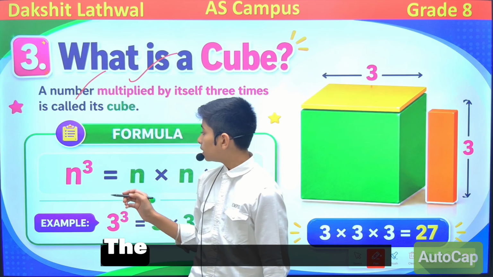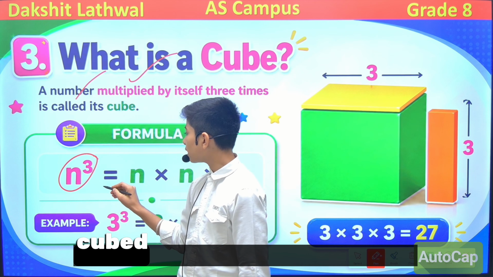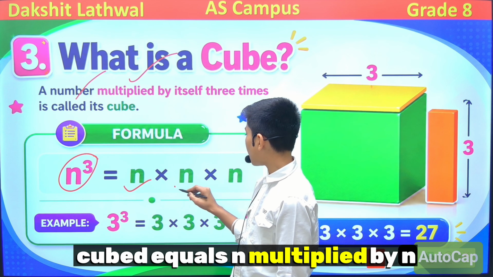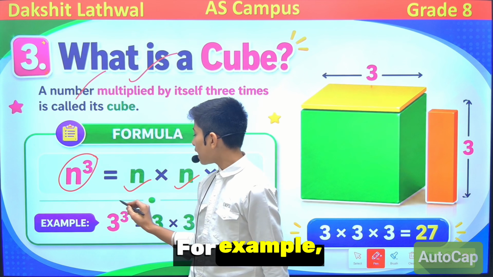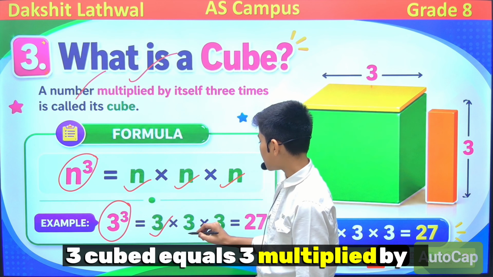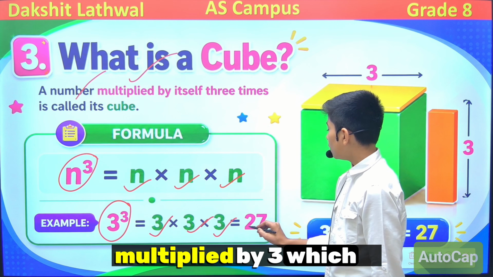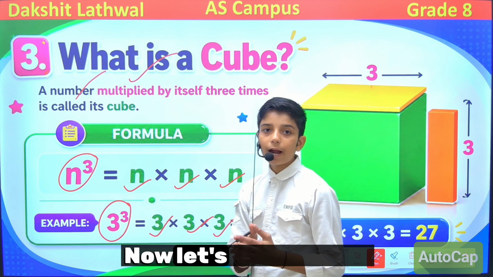Now let's move ahead. The formula of a cube is n cubed equals n multiplied by n multiplied by n. For example, 3 cubed equals 3 multiplied by 3 multiplied by 3, which is 27. Now let's move ahead.